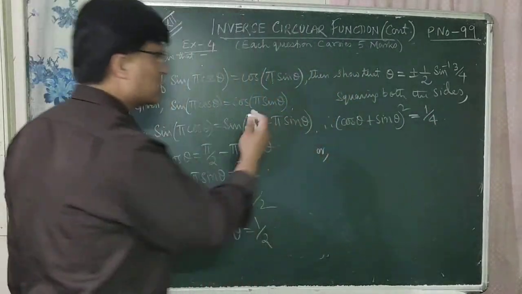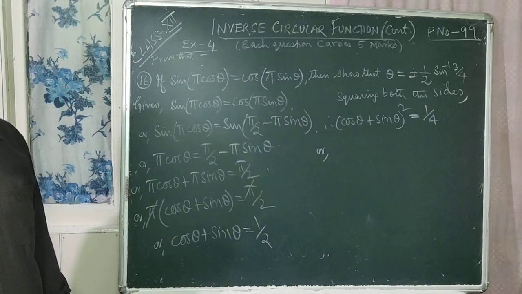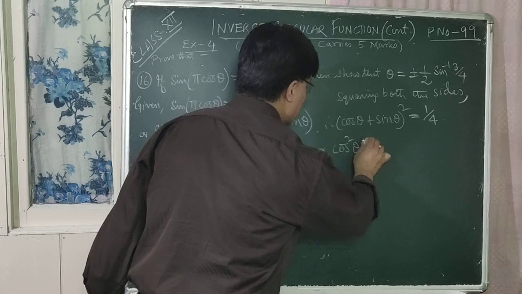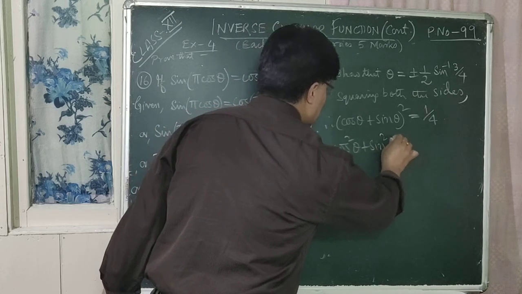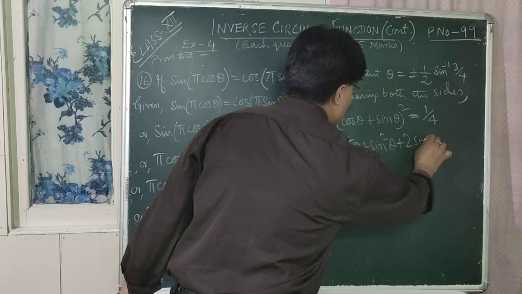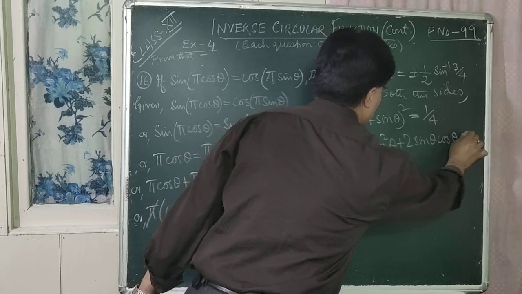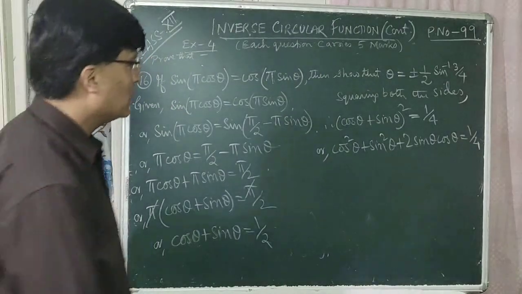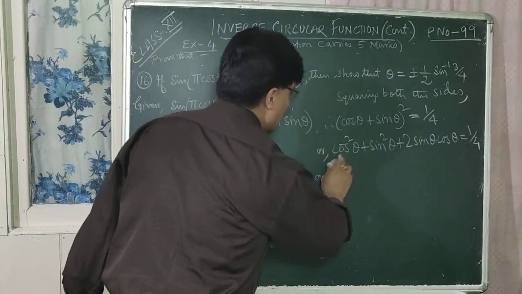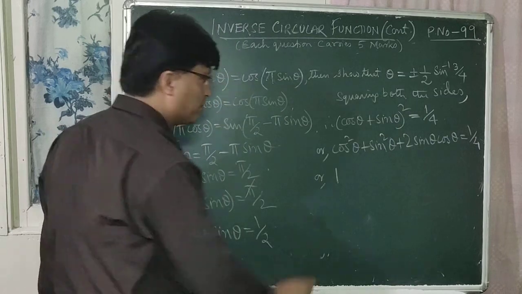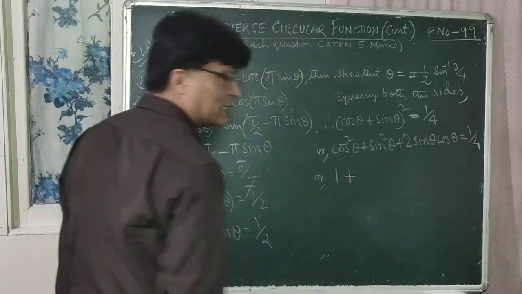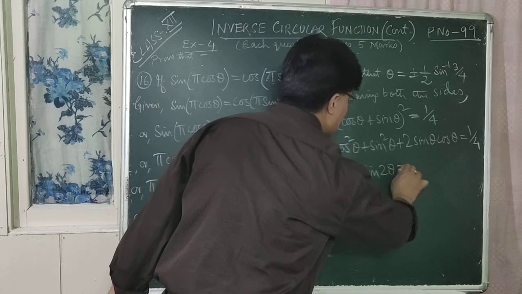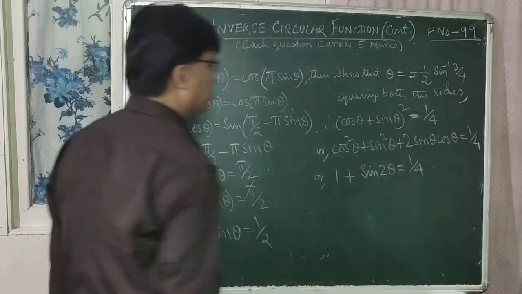So now, what is the left hand side? (a + b) whole square, a square plus b square plus twice ab. Let us write here cos square theta plus sin square theta plus 2 sin theta cos theta is equal to 1/4. Is that clear? Next, what is this? Cos square theta plus sin square theta, that is 1. Plus next, what is 2 sin theta cos theta? It is sin 2 theta, which is equal to 1/4.